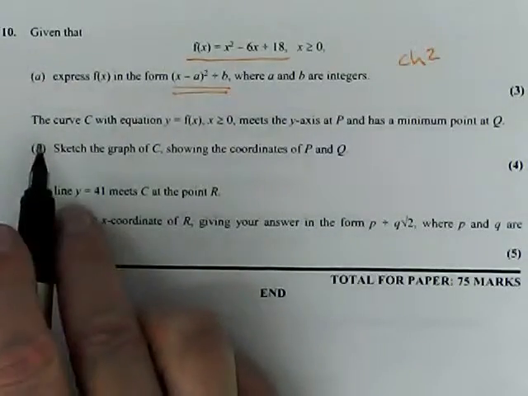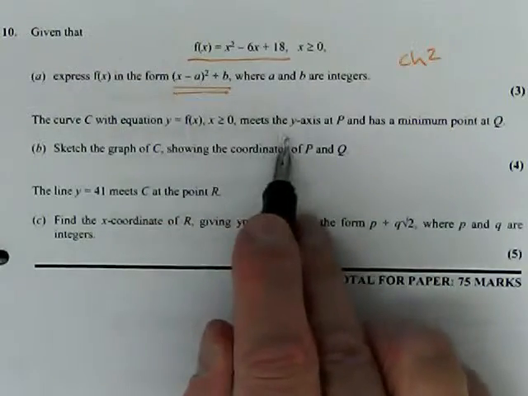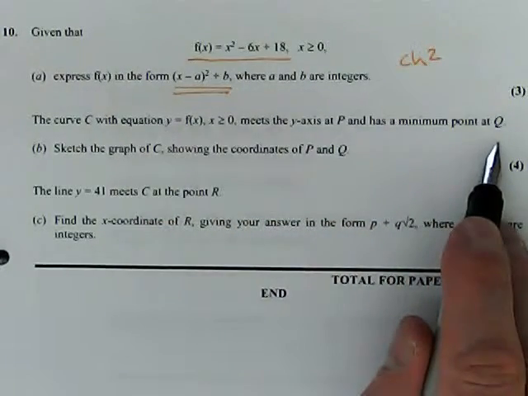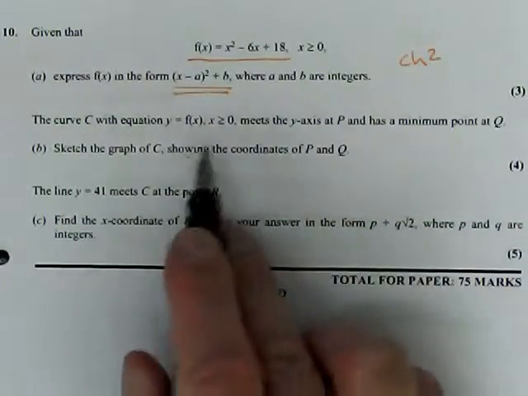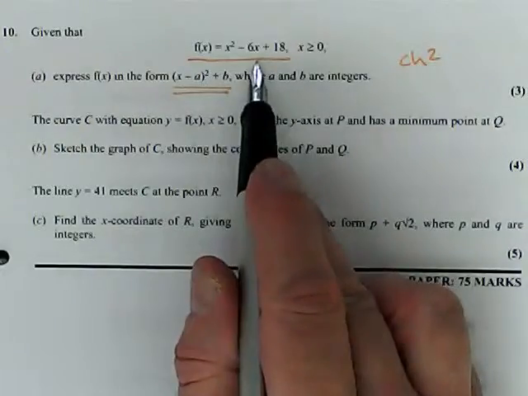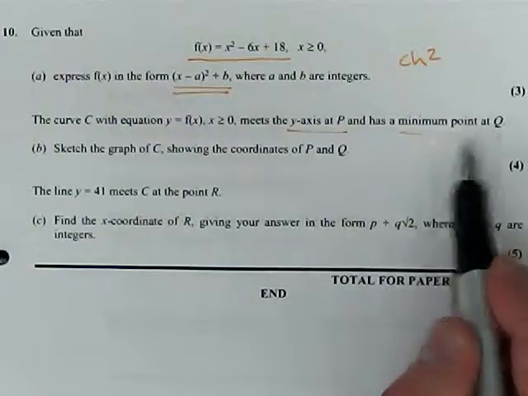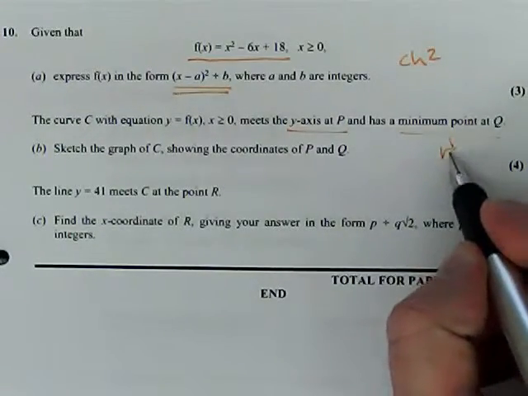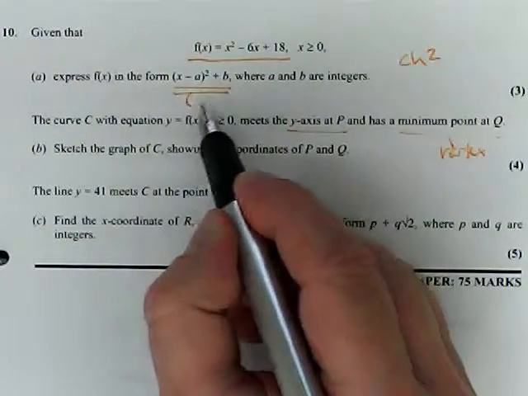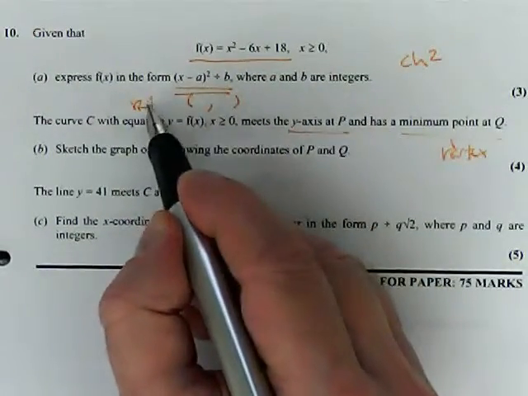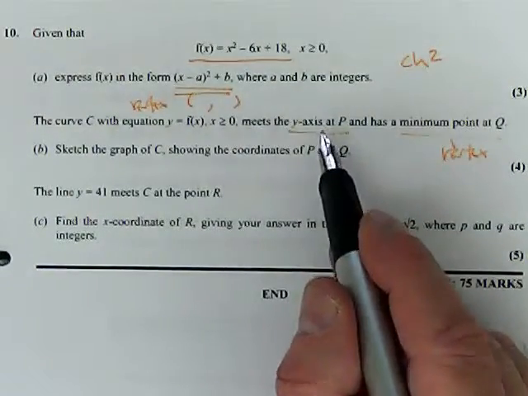Then, next part, the curve with this equation meets the x-axis at P and has a minimum point at Q. So we've got to sketch the graph of C showing that. So in other words, this quadratic that we've been dealing with, we've got to sketch it. And we need the y-intercept and we need the minimum point, which is another name for the vertex. And they've already made us complete the square, so you're going to be able to find a vertex from that, and you know how to find a y-intercept, x equals 0.